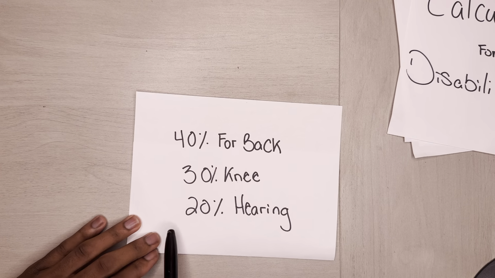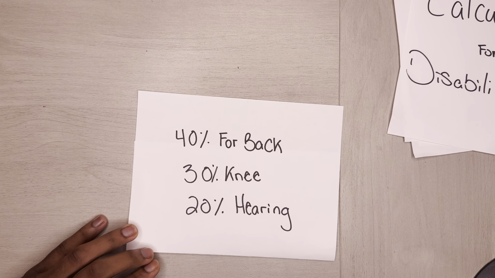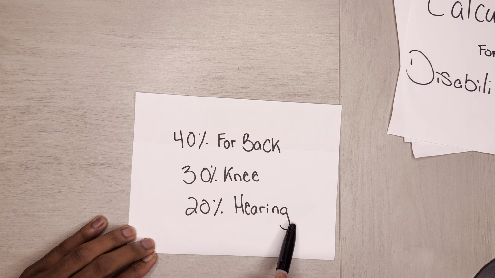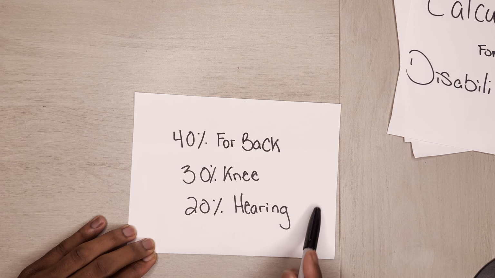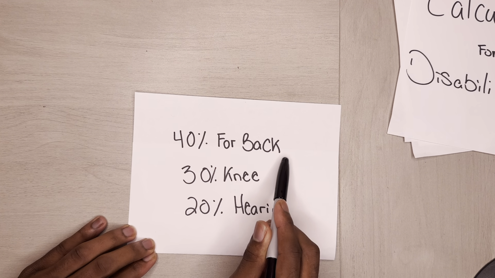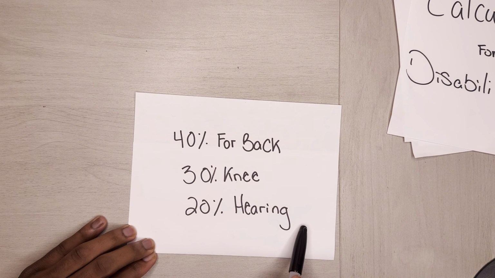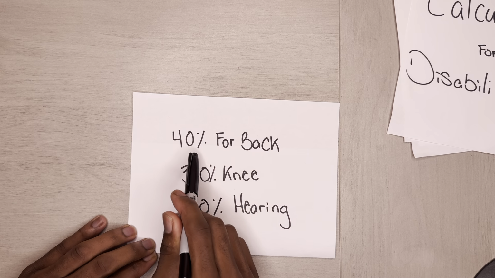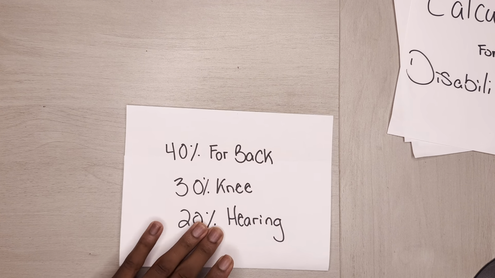We're gonna start off with the three biggest percentages that you can get for service-connected injuries, and that's 40% for your back, 30% for knee, 20% for your hearing, all right? These are the three biggest percentages that you can get for your VA claim for service-connected injuries. So let's get down into the calculations on how the VA will take these three sets of percentages and get your total disability claim. We're gonna start with the biggest percentage first. Always start with the biggest percentage first.